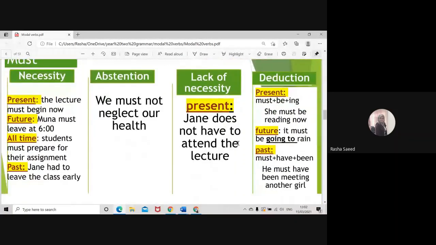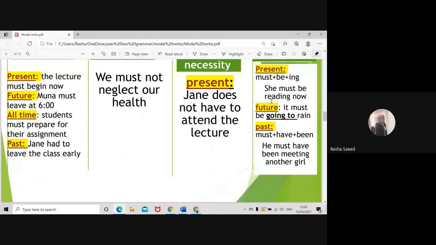And the deduction can be at the present time, can be at the future, and it can be about the past. Deduction at the present time: she must be reading now. She's very quiet. She must be reading now. That's when you talk about at the moment it's probably that she is reading. That's why there is no noise. And when you talk about deduction in the future, you use going to. It must be going to rain. We always use going to to indicate the deduction referring to the future time.